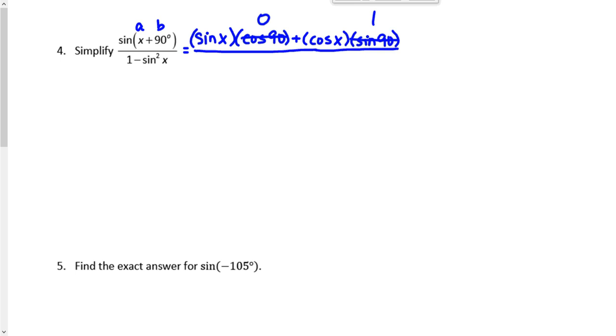Cosine x. Why is cosine x what is left? Because 0 times anything else cancels out. These two things, the sine times the 0, that would cancel it out. So that whole thing up top just comes down to cosine x. What about the bottom? We've worked with things that look like the bottom before. Cosine squared x, what identity is that? Pythagorean. Okay, according to the Pythagorean identity, 1 minus sine squared x is cosine squared x.